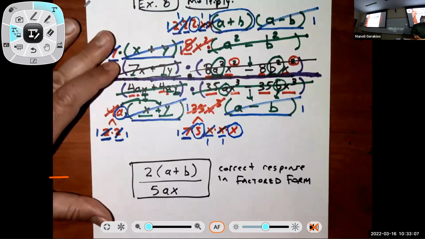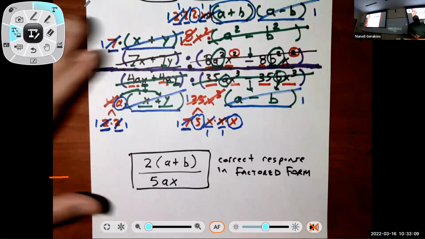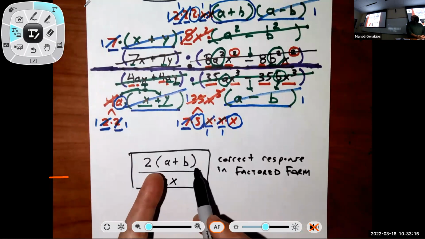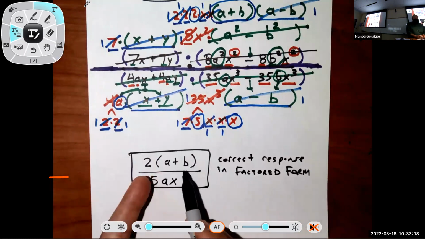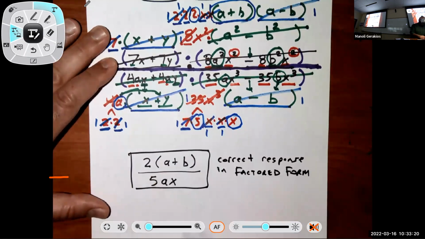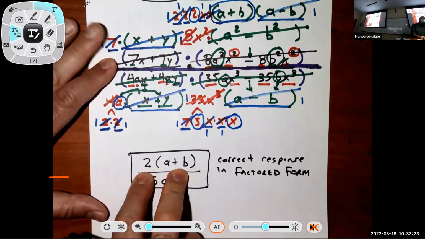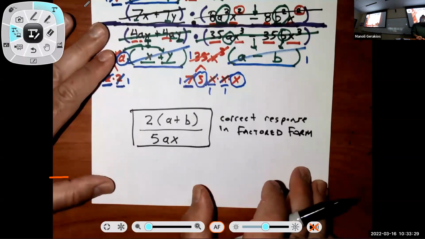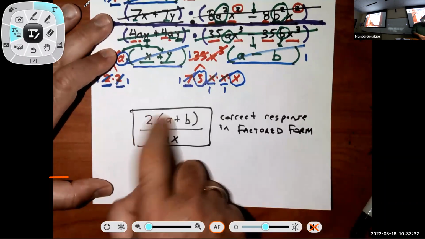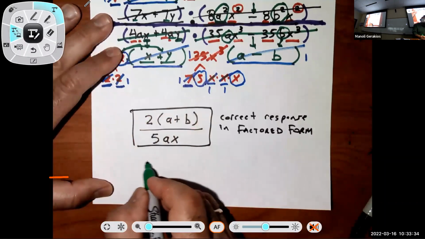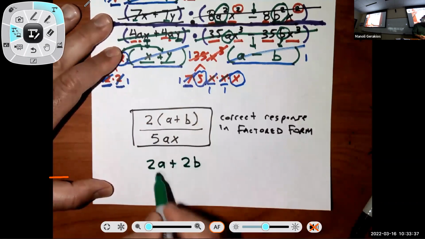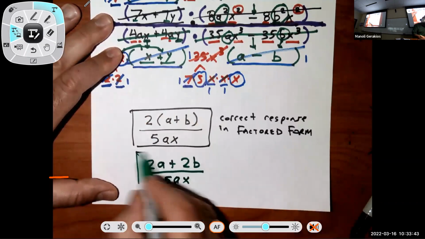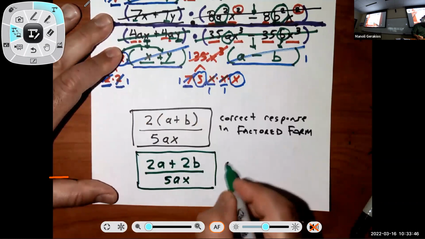Factored form for these problems is when you leave things unmultiplied, like you don't actually remove these parentheses. You know what I mean? You leave the numerator in factored form. Isn't the goal of factoring something times something? So this is factored. The convention is to leave it like this. But there's another look: what if I do go ahead and distribute the 2? What would I get? I'd get 2a plus 2b over 5ax. This would be an alternative answer. This is also correct.